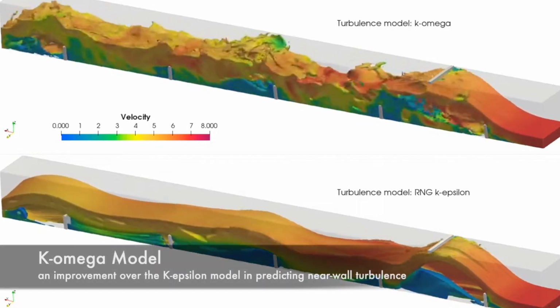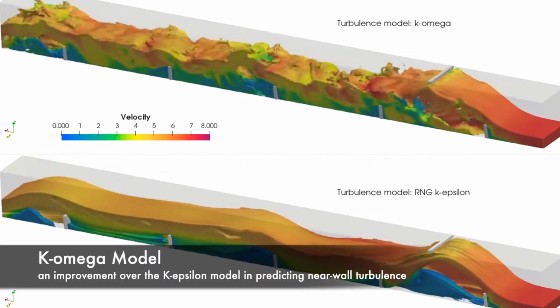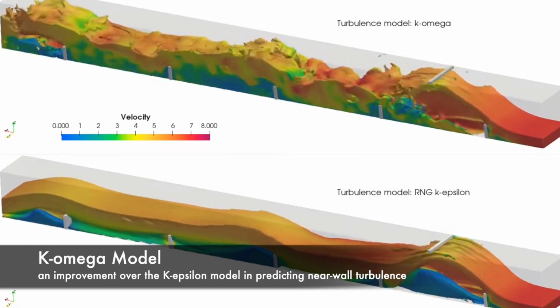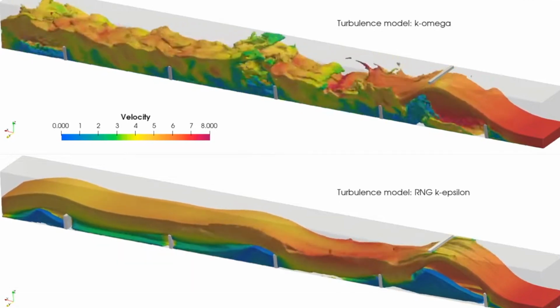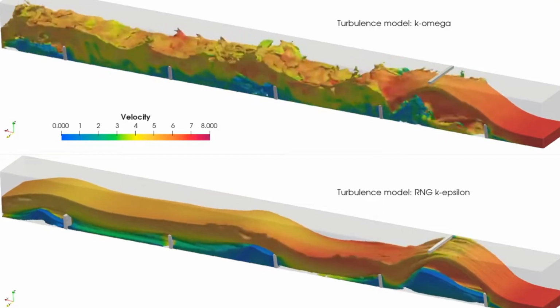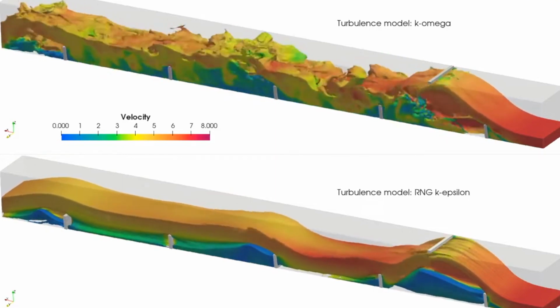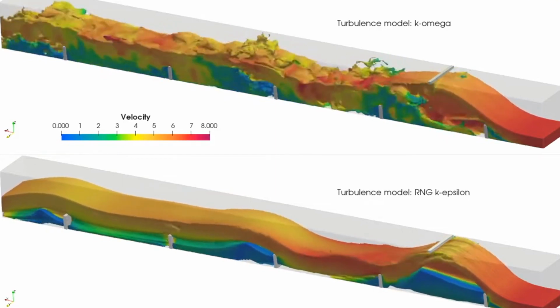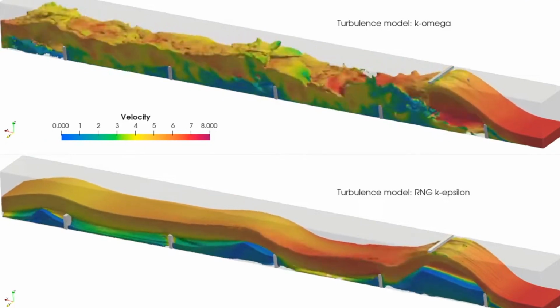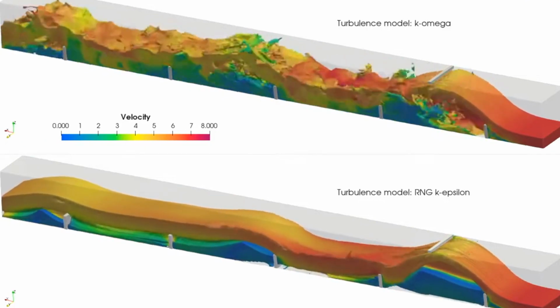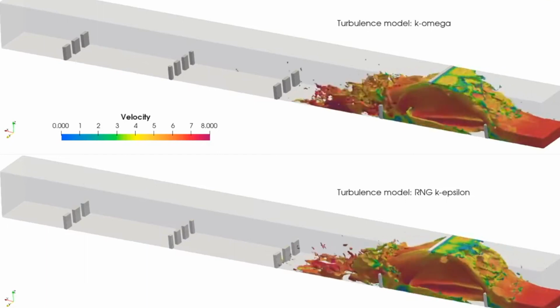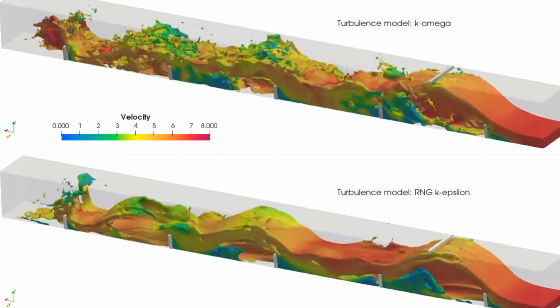Fifth, K-omega model. The K-omega model is another two-equation turbulence model that is an improvement over the K-epsilon model in predicting near-wall turbulence. The K-omega model solves two transport equations for the turbulent kinetic energy, or K, and the specific dissipation rate, or omega.